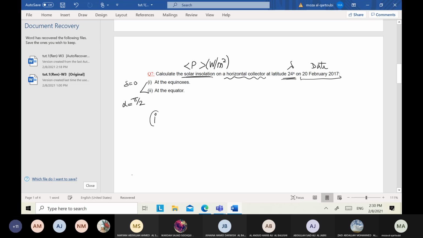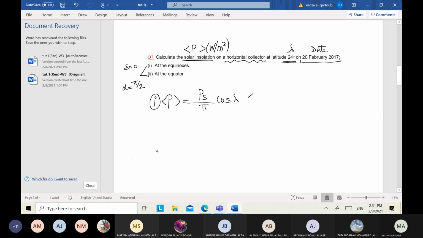Okay, so now in general we need to find the power density. For example, for the first part, at equinoxes, the power density P in watt per meter square equals BS over pi, then cosine of lambda, where lambda is the latitude angle, and this angle is given, equal to 24. So we can find this value directly. For the second case, at the equator, we find the power density equal to BS over pi, but now it depends on delta, the declination angle. We can find the declination angle because the number of days is given.